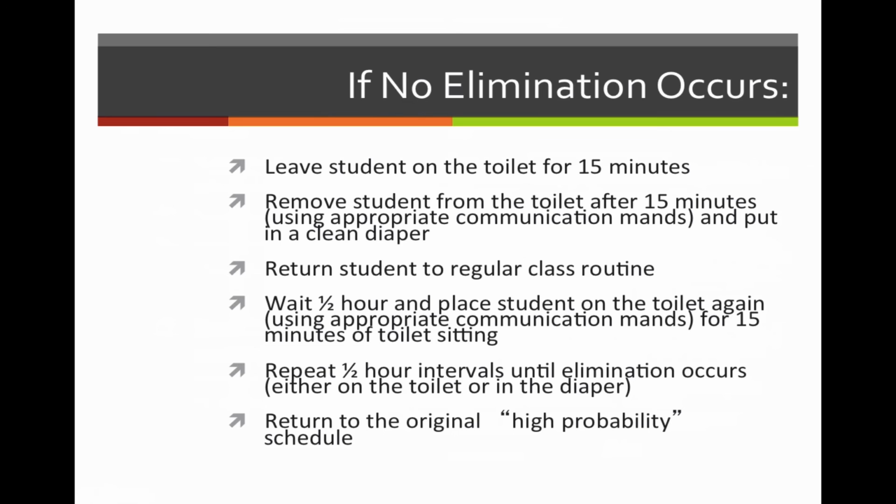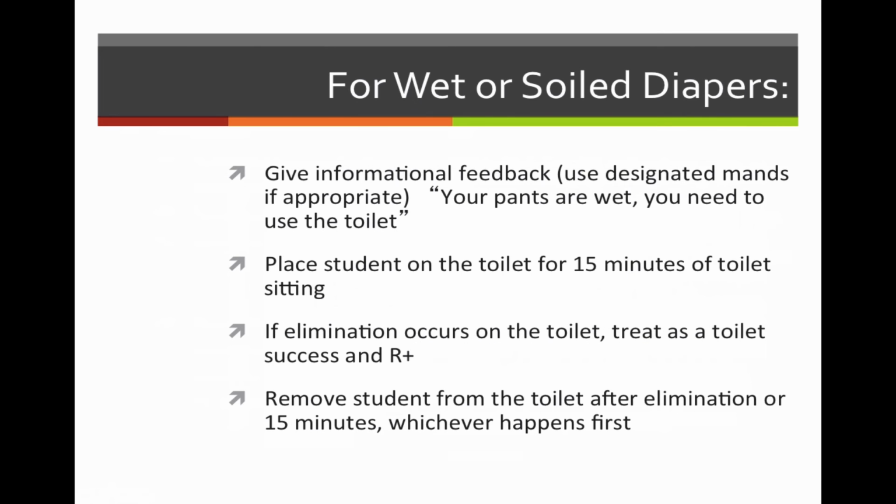You don't want the toilet to become a horrible place to be. Return them back to what they're regularly doing, and then wait a half hour and do it again. And this is the point where you can do the every half hour and then return back to the high probability schedule. It's similar to the other one where it's the every half hour schedule, but again, that every half hour schedule only gets prompted within the high probability time periods.